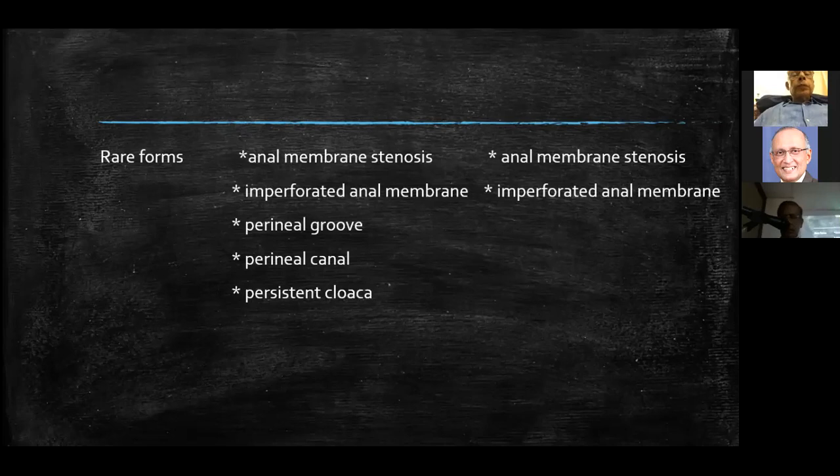Cloaca means, as we discussed in embryology, the urogenital sinus is formed from the cloaca, and the primitive rectum is also formed from the cloaca. If it stays as such, the rectum will open to that chamber, and the urogenital sinus also will open into the same chamber. That is cloaca.